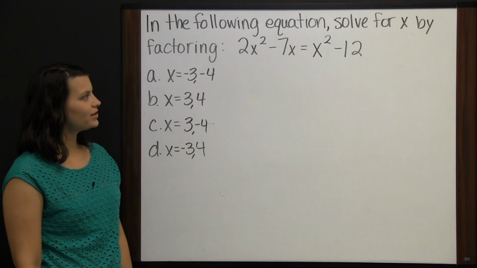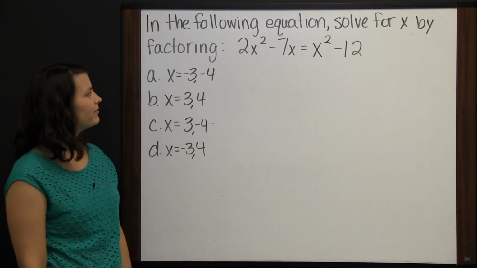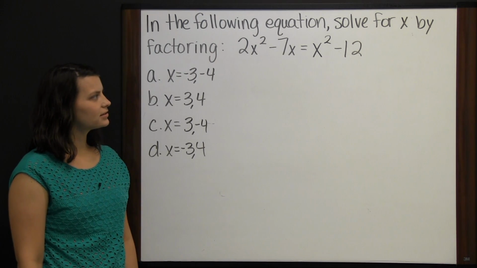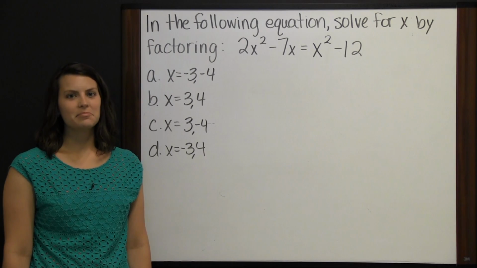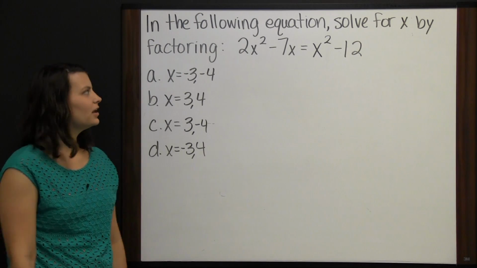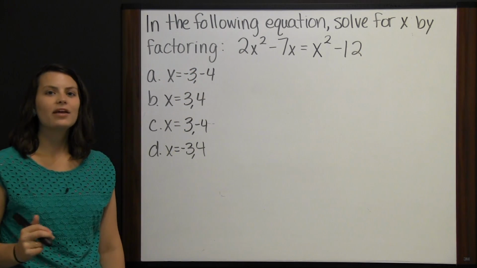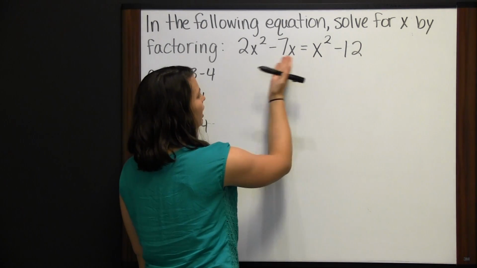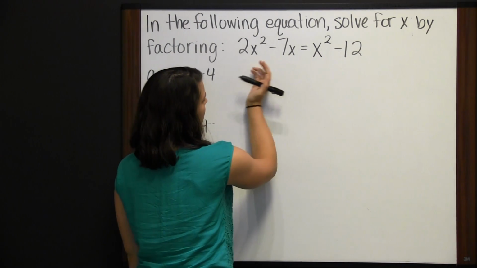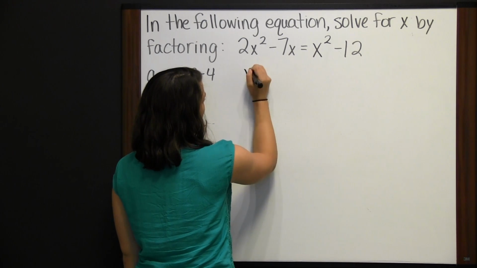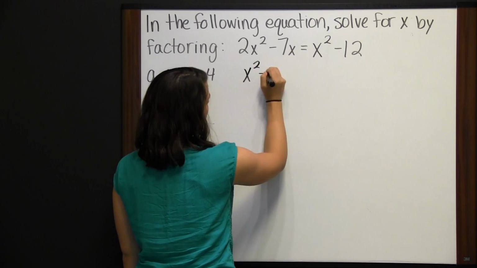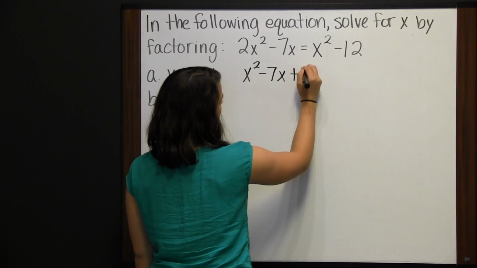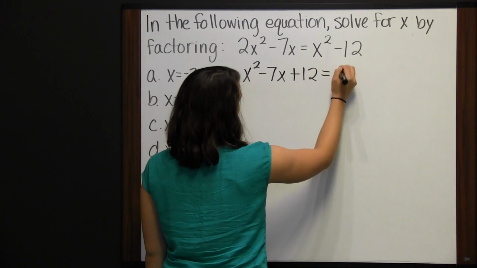In the following equation, solve for x by factoring. 2x squared minus 7x equals x squared minus 12. In order to factor, we need to get all of our terms on the same side. So that means subtracting an x squared from both sides so that we have x squared now minus 7x, and then adding 12 to both sides. So now this is plus 12 equals 0.